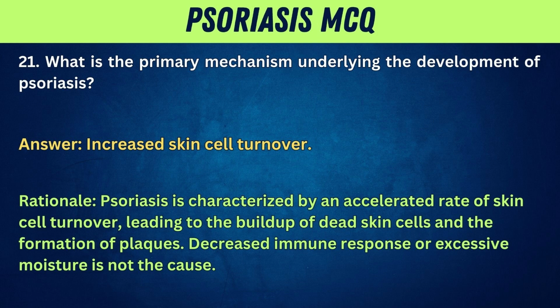Rationale: psoriasis is characterized by an accelerated rate of skin cell turnover, leading to the buildup of dead skin cells and the formation of plaques. Decreased immune response or excessive moisture is not the cause.